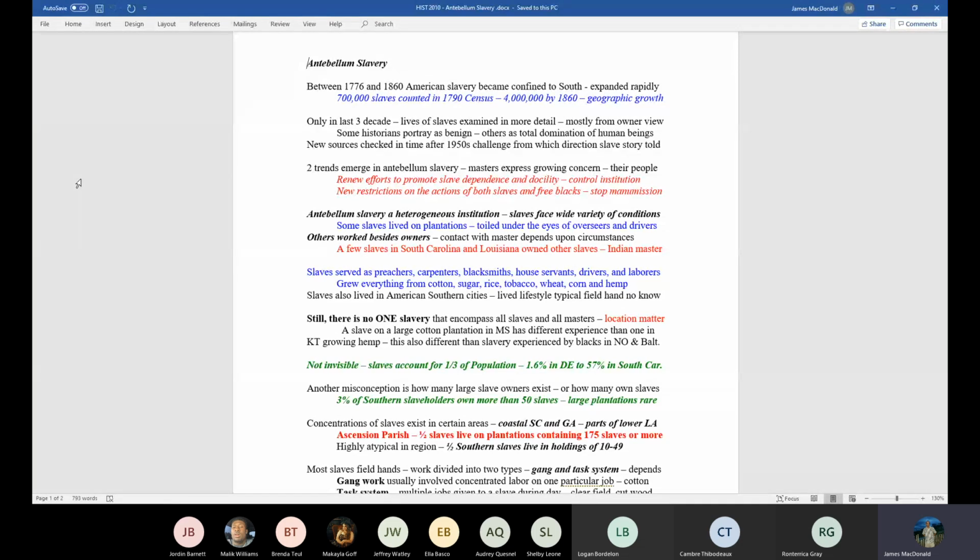Some historians in the past, if you're looking at the 1920s, 100 years ago, if you were a college student learning about slavery, the conventional wisdom was that slavery is a pretty benign institution. It didn't have an effect one way or another. Others said it was a total domination of other human beings. One historian said it's a school constantly training and controlling pupils who were in a backward state of civilization. That's the kind of writing that was done 100 years ago.